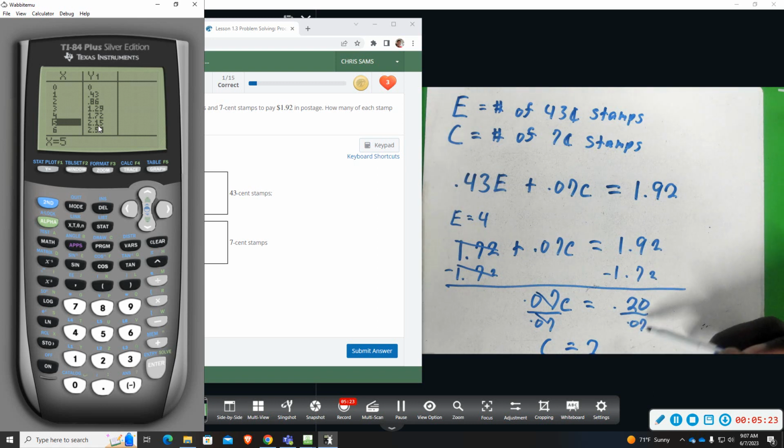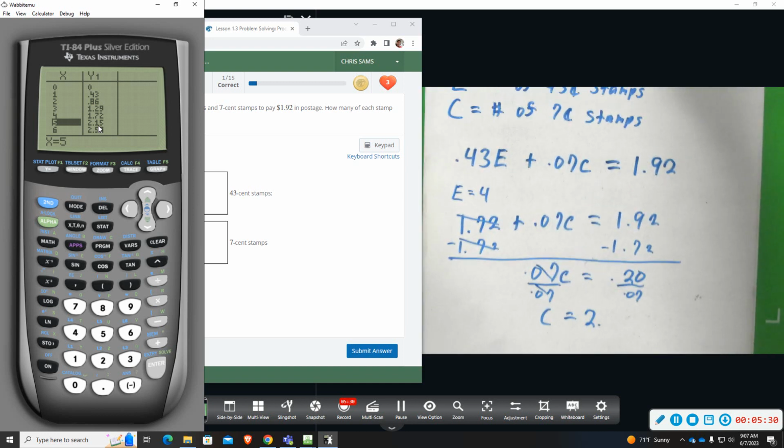So 7 times 3 is 21, and that's 20. So it doesn't go in there equally. So we're looking for a whole number, and we get a decimal point. So like if I was to go to the calculator, and I do 0.20 divided by 0.07, we're not getting a whole number. I can't use 2 and a partial stamp. I have to use a whole stamp. So that tells me that maybe using 4 of the expensive stamps is not the right number.